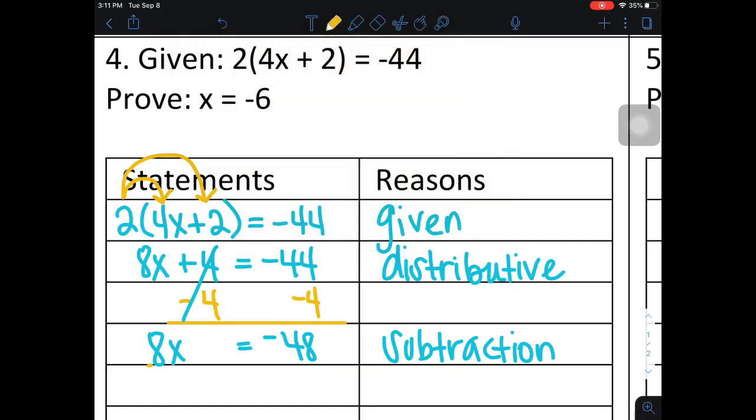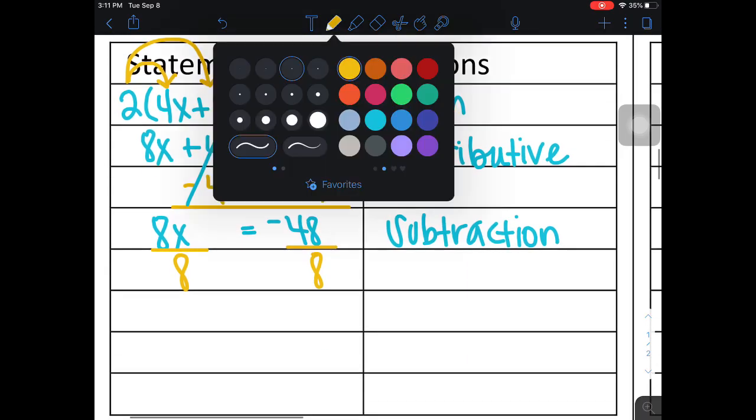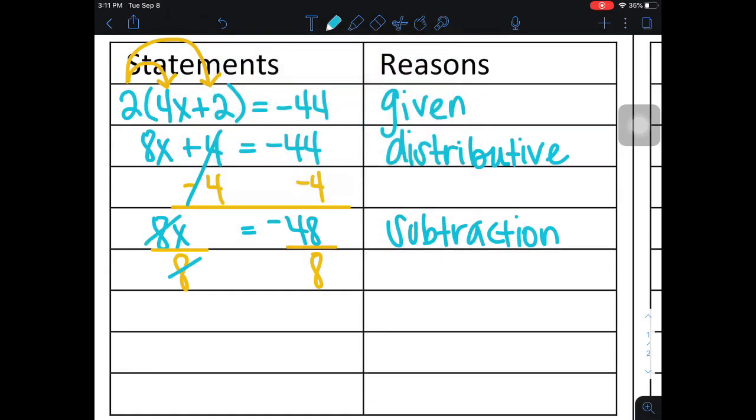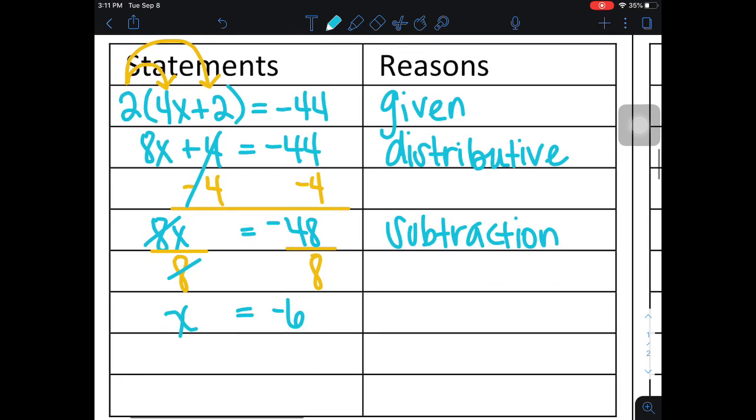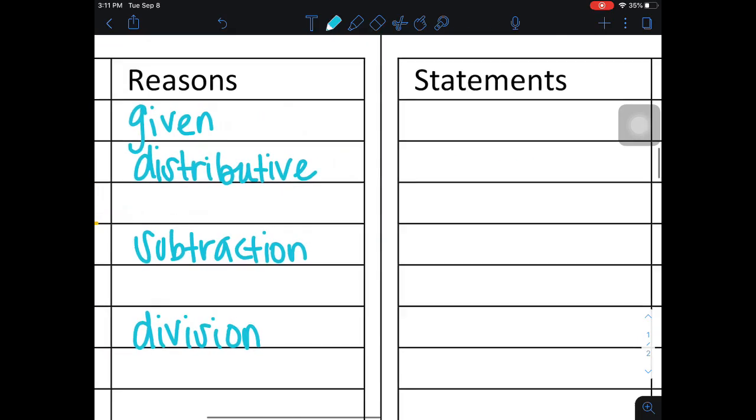property of equality. All right, next step is, since I'm multiplying x by 8, I need to divide both sides by 8 so that I can undo that multiplication. And I know that these 8's are going to cancel out because 8 divided by 8 is 1, and negative 48 divided by 8 is negative 6, which is exactly what I needed for my proof statement, so I am good to go. And I used the division property of equality to get here because I divided both sides of the equal sign by 8.